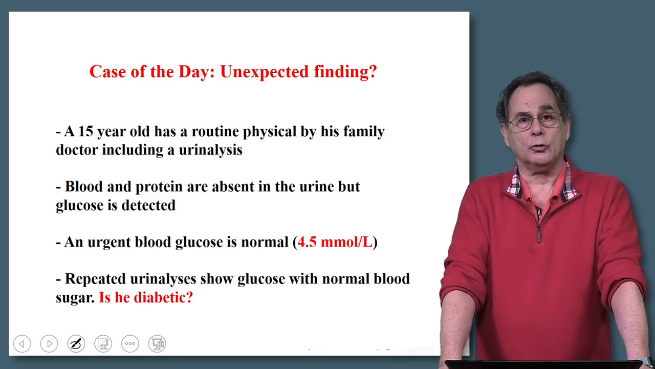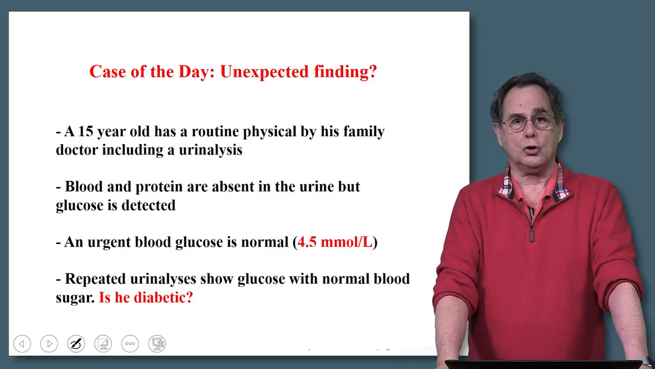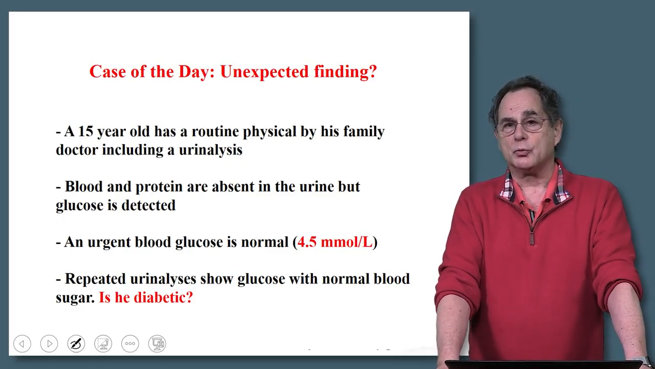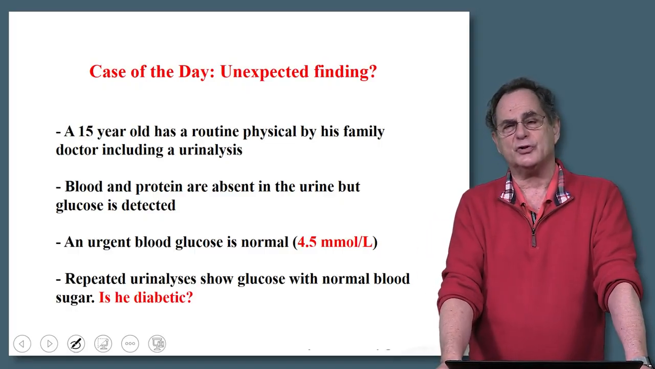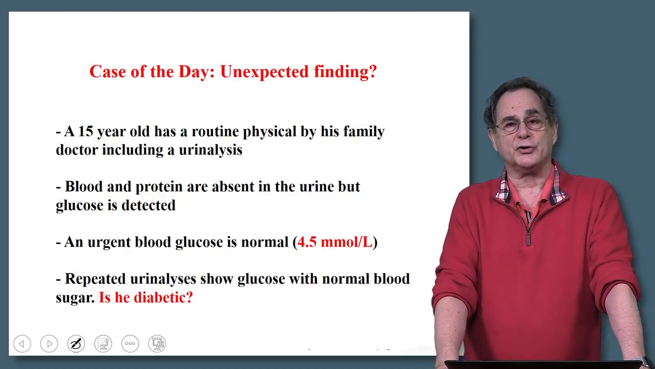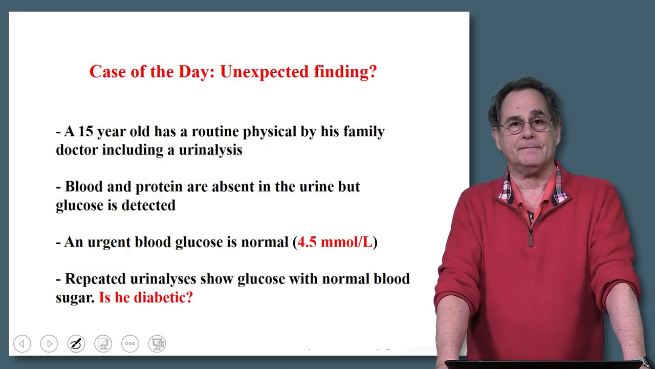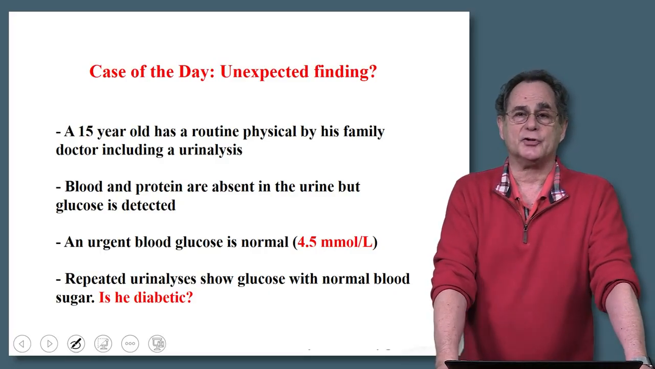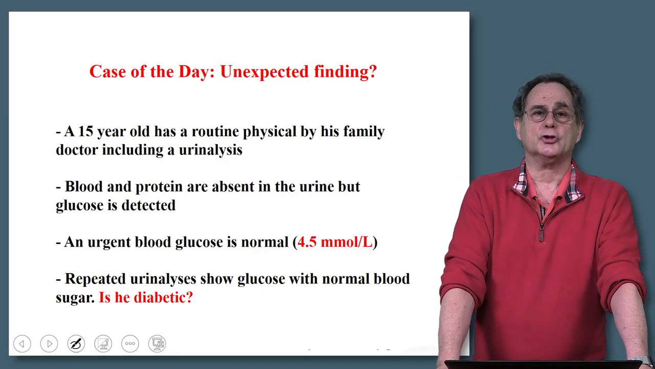So the family doctor appropriately did an urgent blood glucose lab measurement and found that it was 4.5 millimoles per liter. And that's a normal level. So typically we would expect to see between 4 and 10 millimoles per liter depending on recent meals and activity. So repeated urinalyses showed that glucose was present when there was a normal blood sugar level.